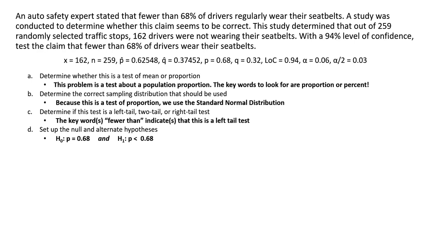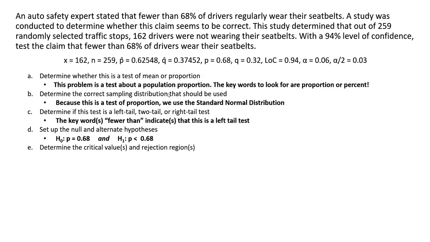Now, if this had been a right tail test, it would have been the exact same thing, except this less than symbol right here would have been a greater than symbol. If it was a two tail test, it would be a not equal to symbol, which looks like an equal to symbol with just a line through it. But this one is a left tail test, so my alternate hypothesis is P, or the population proportion, is less than 0.68. Now we have to determine something called the critical values.